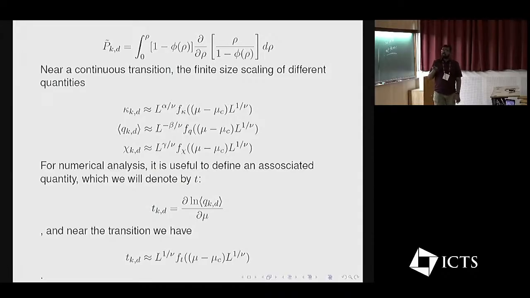Then there are some transitions that we can study from these, like the continuous transition, which scales like this. Here are the compressibility, average order parameter, and susceptibility. L is the system size, alpha, beta, nu are critical exponents, and f chi, f q, and f kappa are universal functions. We also define another quantity, t, which is the derivative of log of q with respect to log of mu. This quantity is interesting because it depends on just one critical exponent, which is nu.